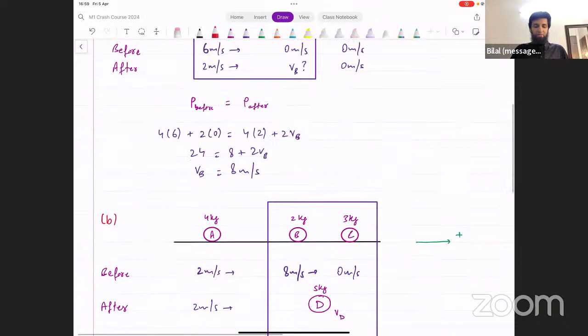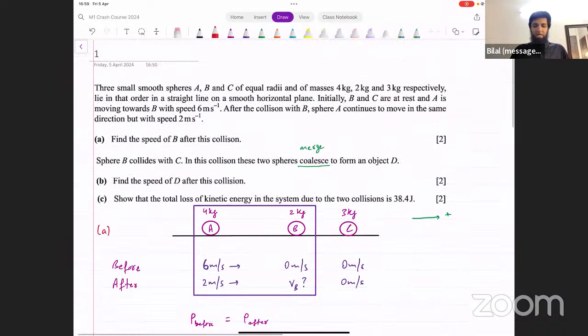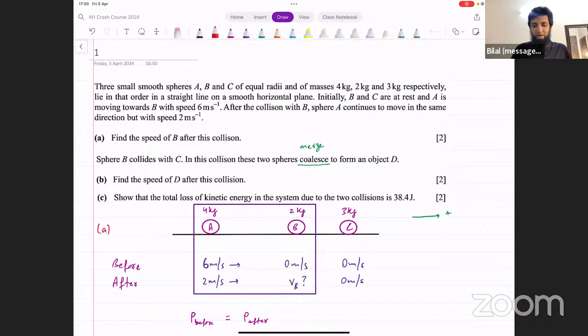So that's the speed of D now. Now it says show that the total loss of kinetic energy in the system due to the two collisions is 38.4 joules. Total loss of kinetic energy. So basically, change in kinetic energy: you have to find what was the kinetic energy of the system initially, what was the kinetic energy at the end. How do you find that?